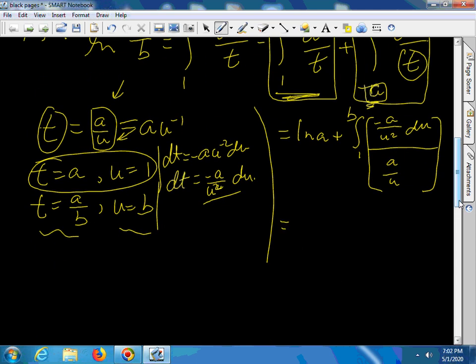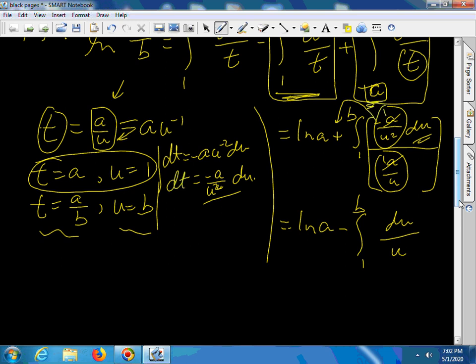Now, this is equal to ln of a. This minus sign is going to come out in front. The integral from 1 to b. The a's cancel. And 1 over u squared divided by 1 over u, well, here's the du, and 1 over u squared divided by 1 over u is 1 over u. So then I get ln of a minus ln of b, just like we wanted.